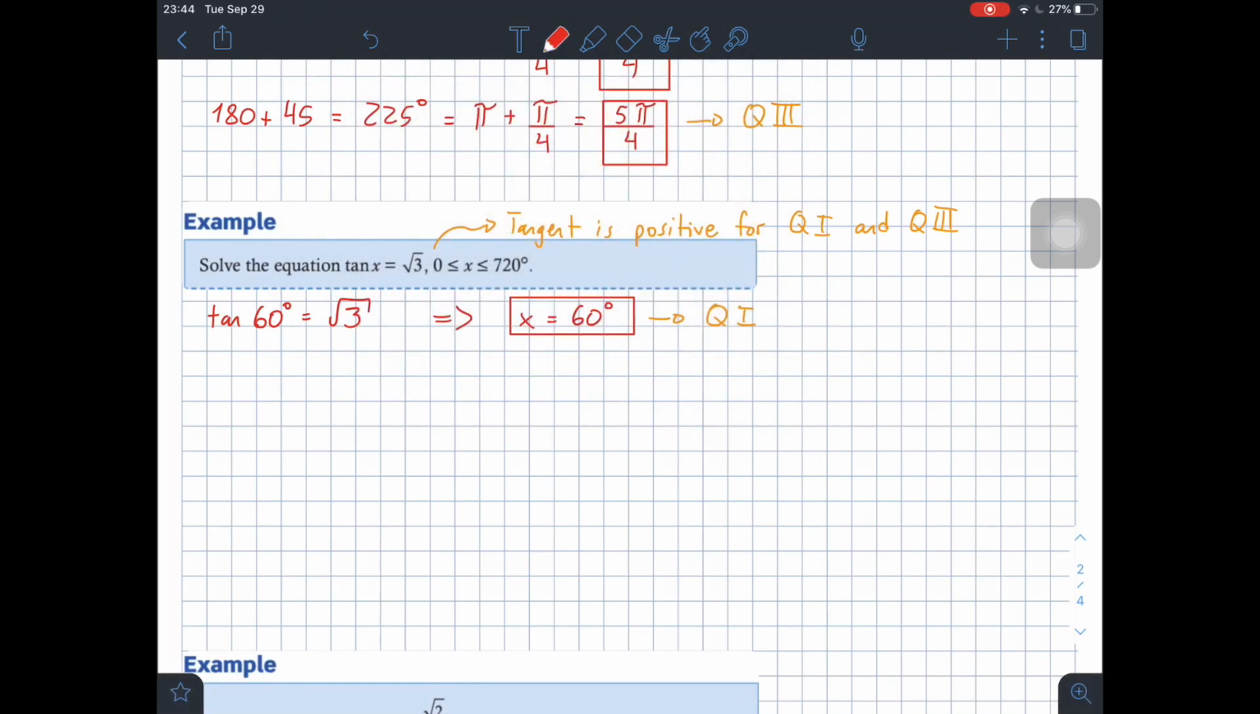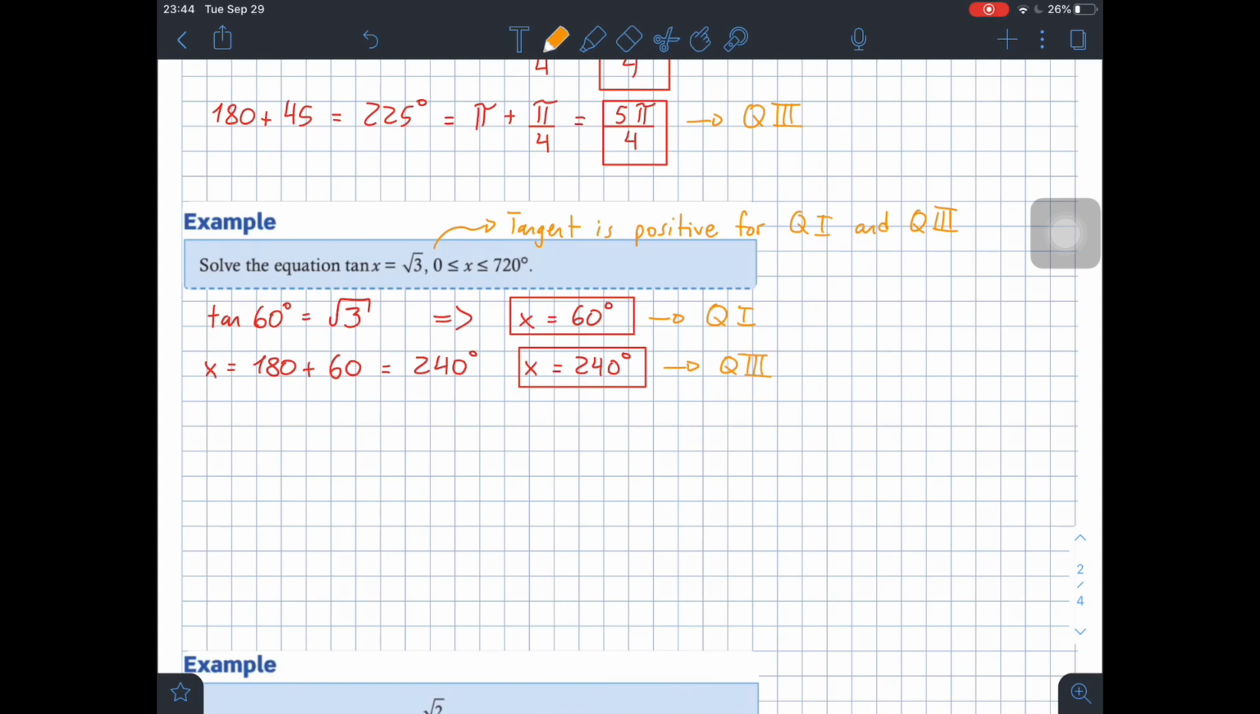Now, a second possible solution must be in the third quadrant. To find an angle in the third quadrant, you know what to do. It's 180 plus this angle here, so plus 60 degrees, and we would get as an answer 240 degrees. So another possible solution of x is x equals 240 degrees, and this is found in the third quadrant. So this is for quadrant 3.